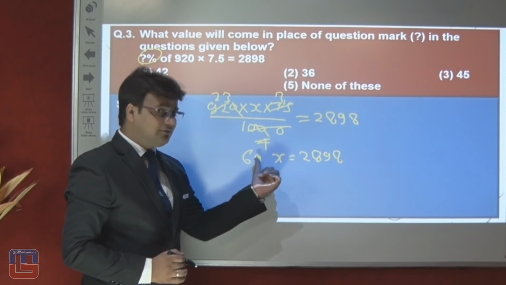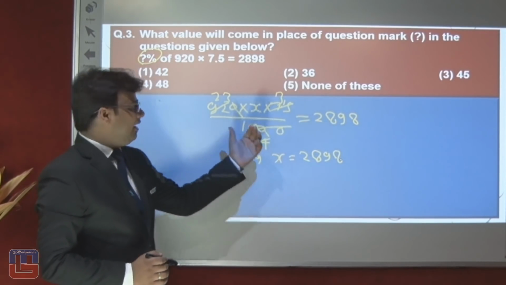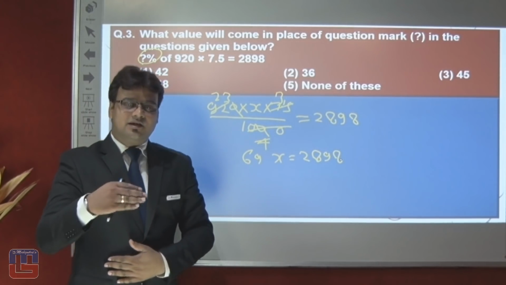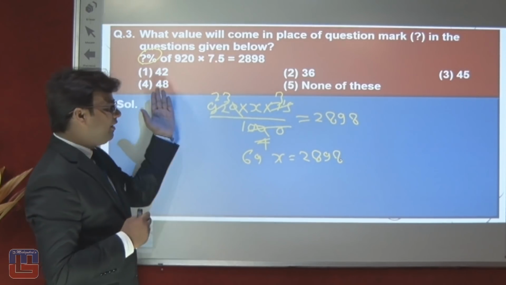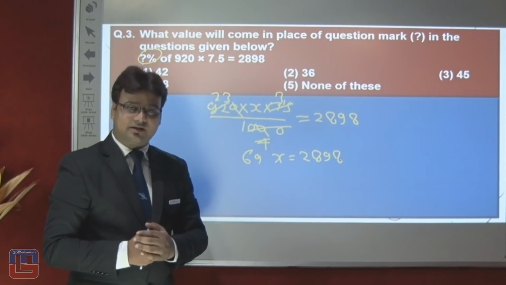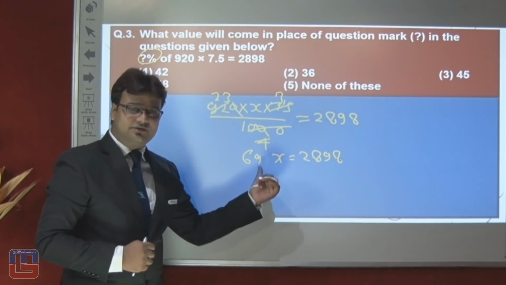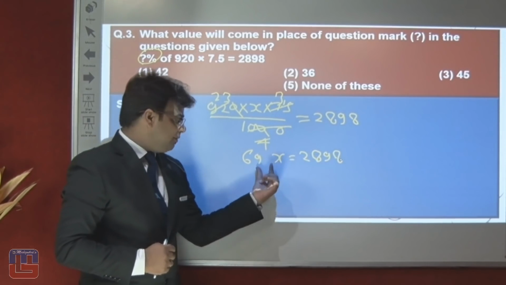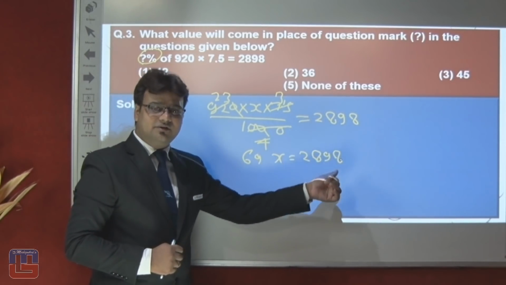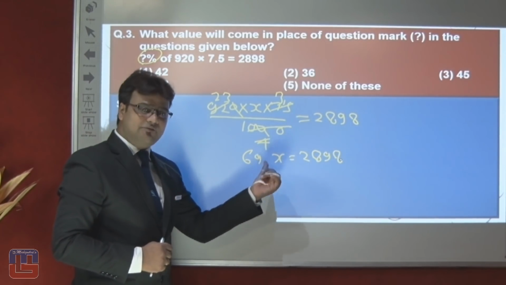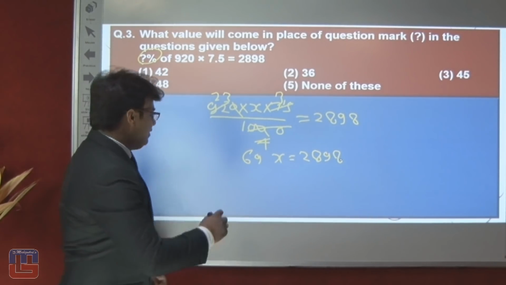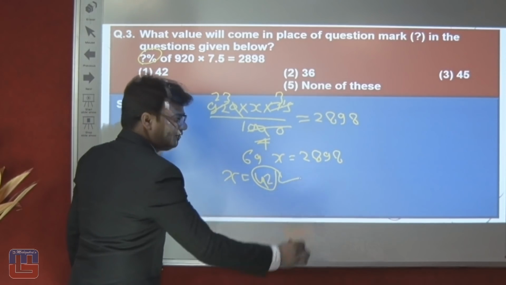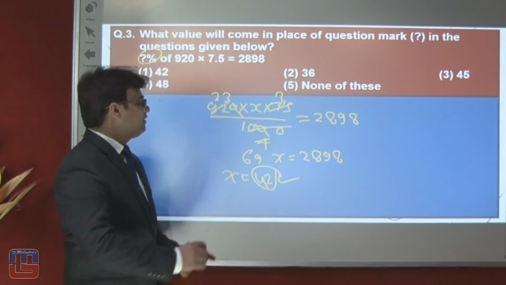It is not required to solve the whole thing. We directly check: 6 fours are 24, that means the answer may be in the form of 42, 45, so surely it is in the forties. But here the unit place is 9 and the target unit place is 8. Then what do we multiply to get unit place 8? Surely we multiply with 2. That means our x value is most probably 42. So the correct answer is 42. Not required to solve the whole thing. Just clear.